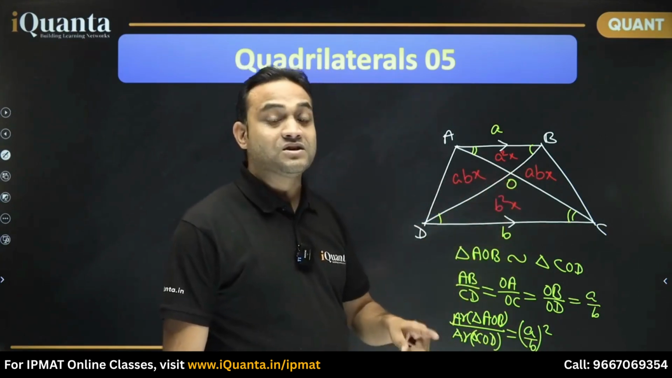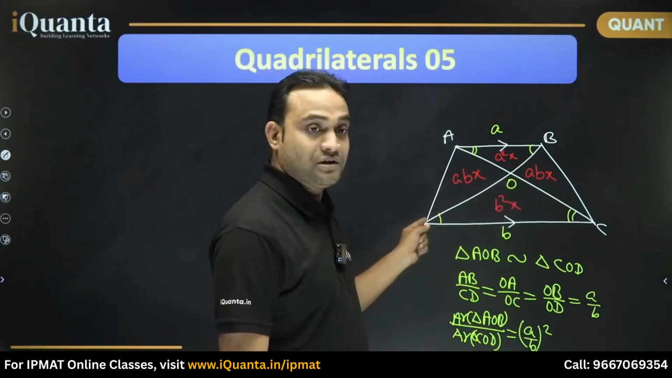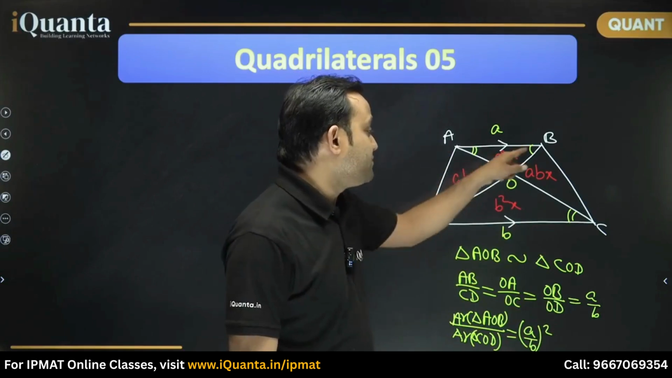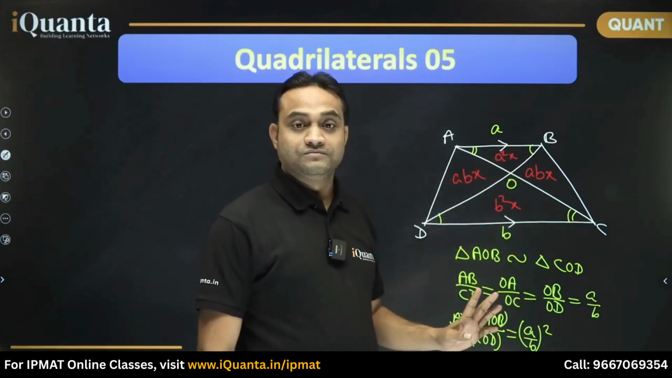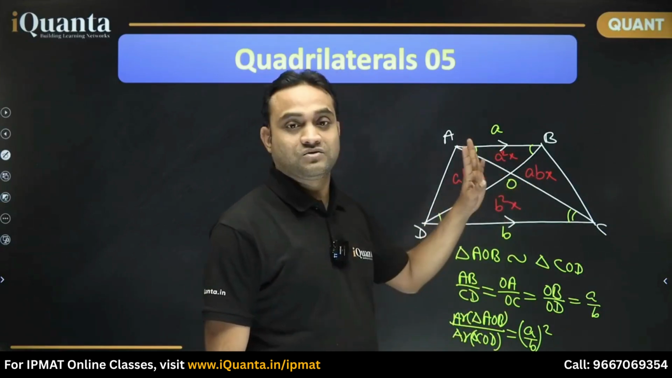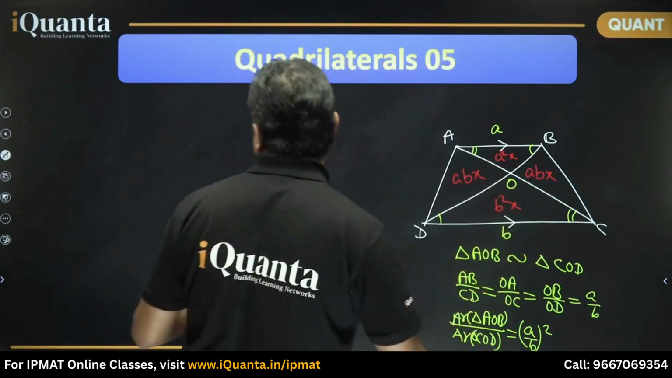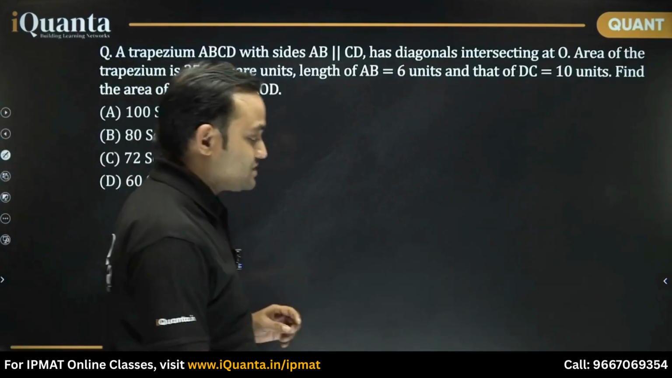Apart from this, we can also say that the product of these two triangles, which is AOD and BOC, will be equal to the product of the remaining two triangles, which is AOB and COD. A square B square X square, A square B square X square. Okay, so I hope this part is clear regarding trapezium. Now, let's try a few questions based on this.